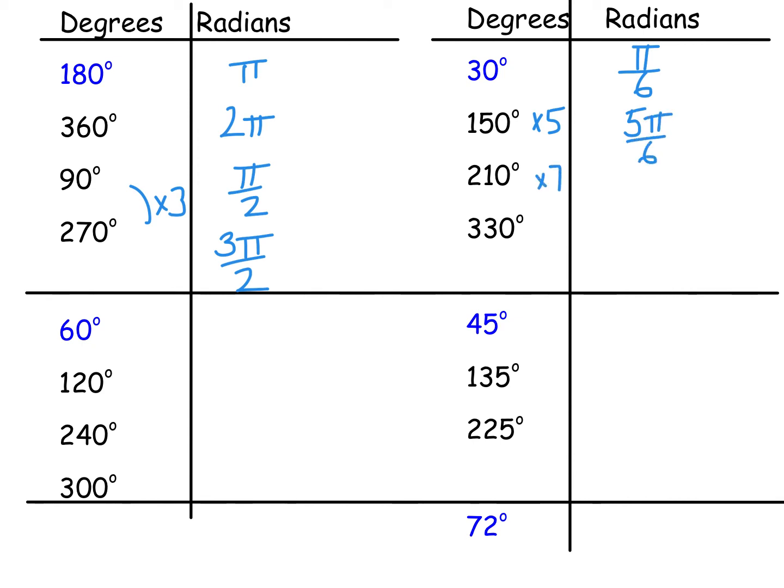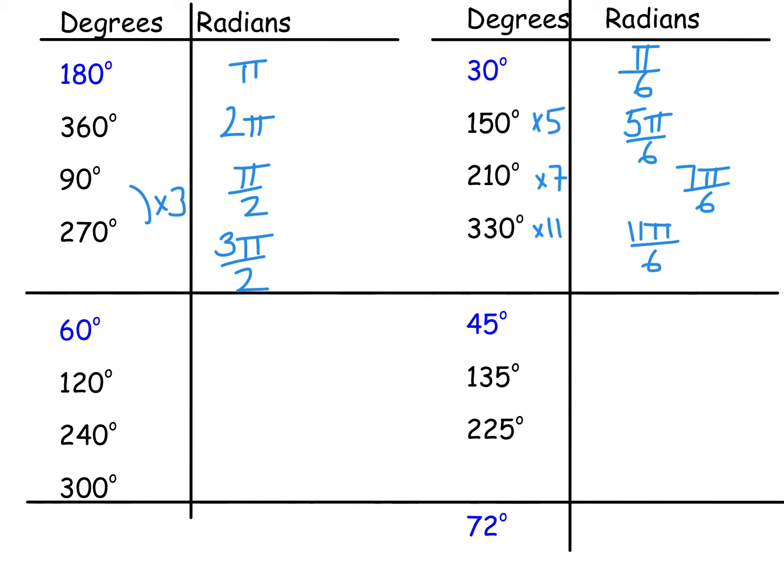210 is 30 times 7, so that would be 7 pi over 6. And 330 is 30 times 11, so that would be 11 pi over 6. So if you remember these core ones, we can get any multiple of 30.